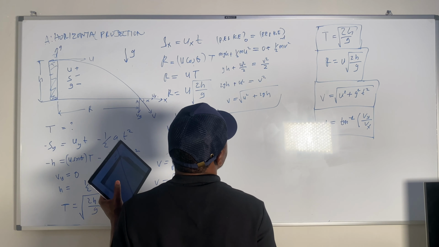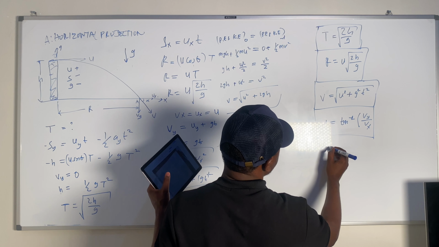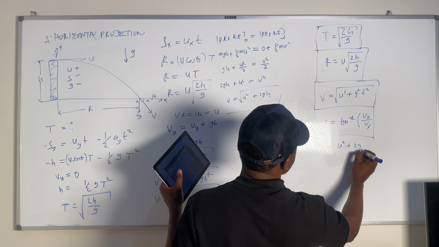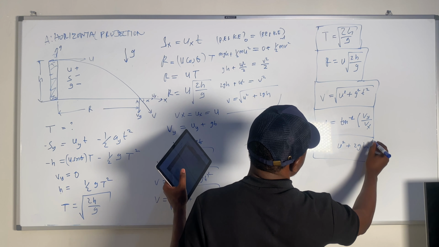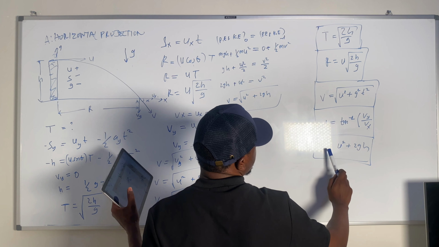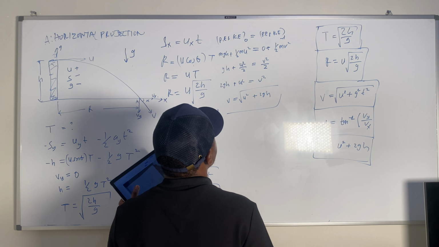This is another expression for calculating the velocity on landing: v equals the square root of u squared plus 2gh. So we will use the earlier expression when we have time, and we will use this expression when we have h.